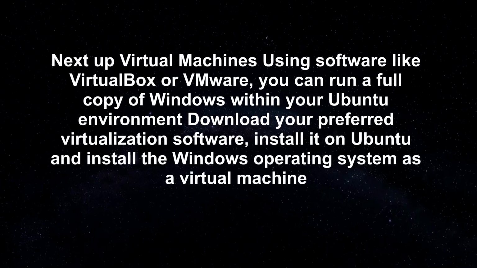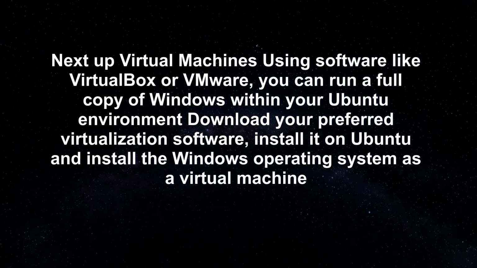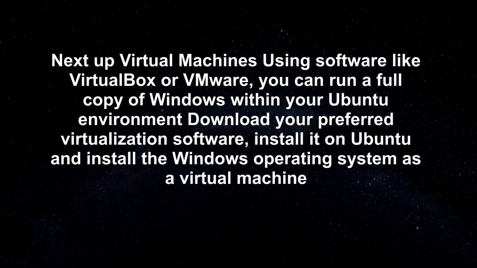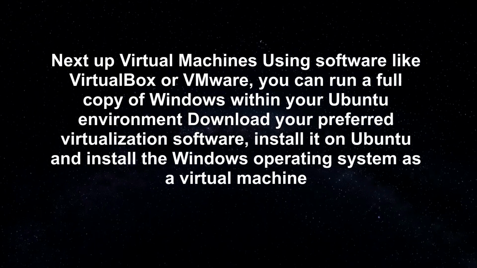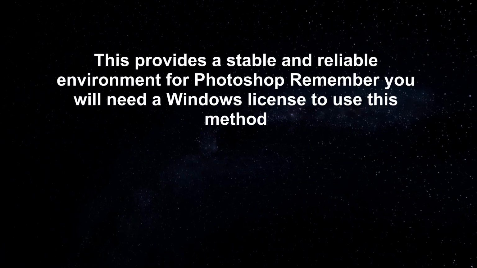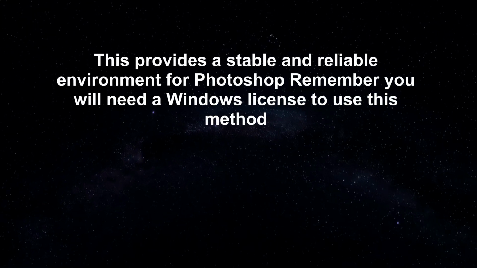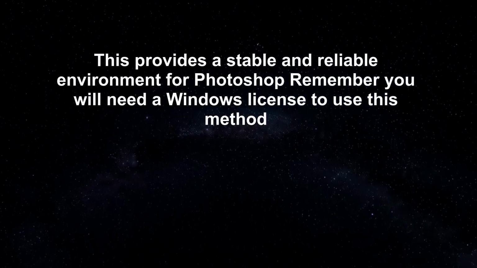Next up, virtual machines. Using software like VirtualBox or VMware, you can run a full copy of Windows within your Ubuntu environment. Download your preferred virtualization software, install it on Ubuntu, and install the Windows operating system as a virtual machine. This provides a stable and reliable environment for Photoshop. Remember, you will need a Windows license to use this method.